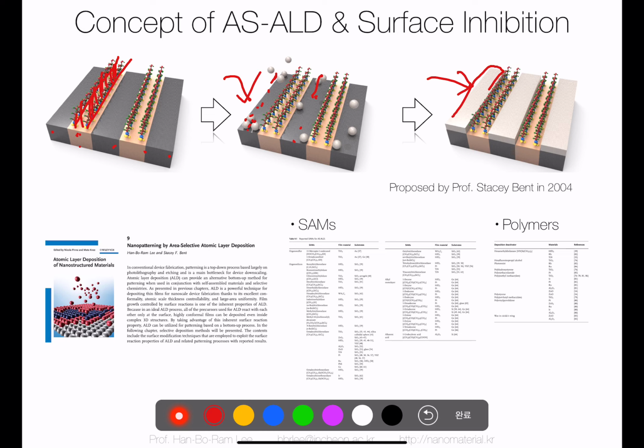Using this, we do not need any etching process. So it is simplified, and we can very easily obtain a pattern without any etching or photolithography process. So how can we change the surface property? There are two different methods: SAM, self-assembled monolayer, and polymer.